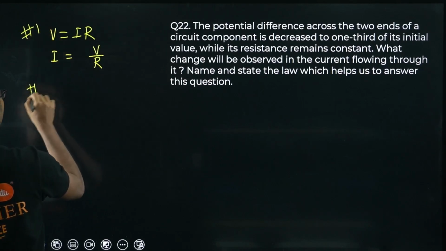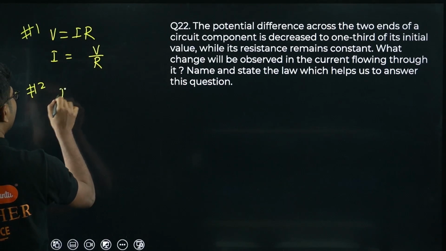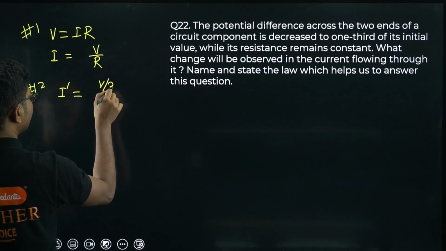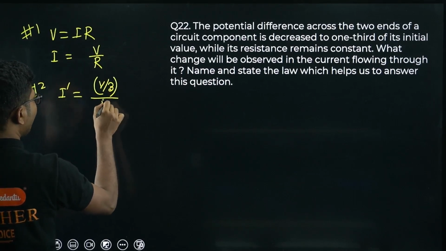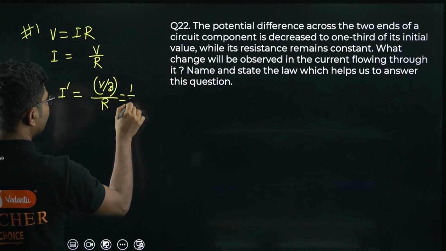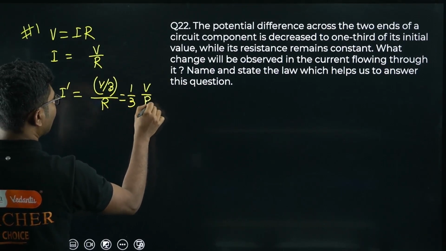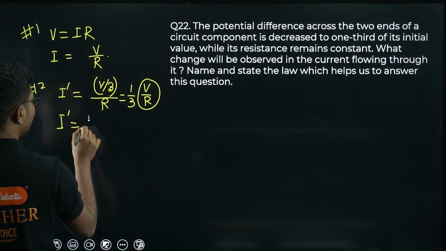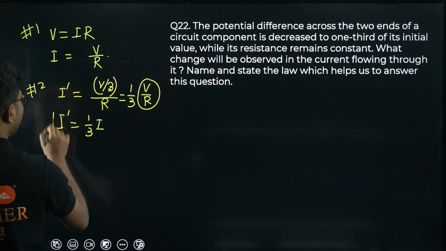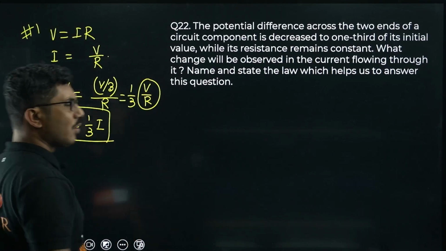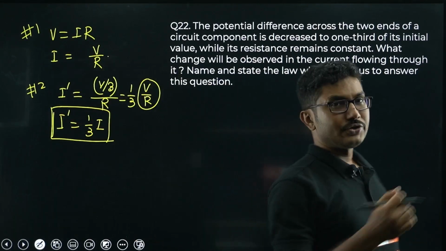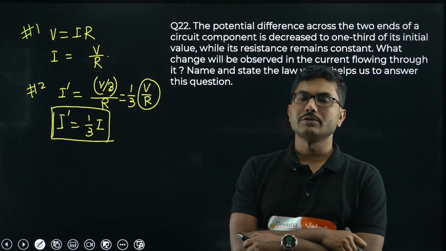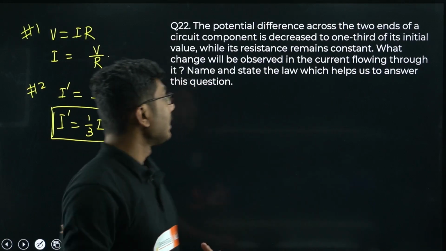Now case number 2, what you have to do is calculate the new current when the voltage is reduced to 1/3. So new voltage is V by 3, that is 1/3 V by R. Now what is V by R? V by R is I, so I dash equals 1/3 I. So current will also reduce to 1/3. So when you decrease the voltage to 1/3, the current will also decrease to 1/3. Okay.